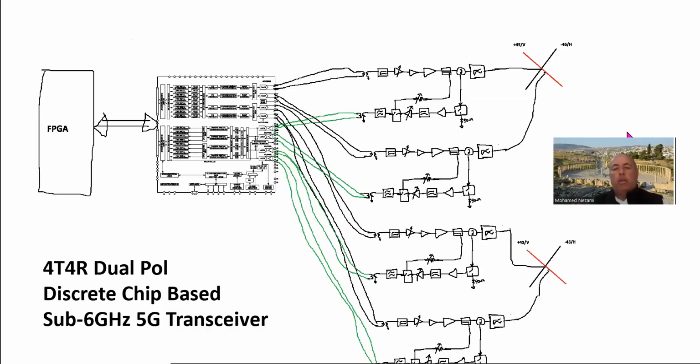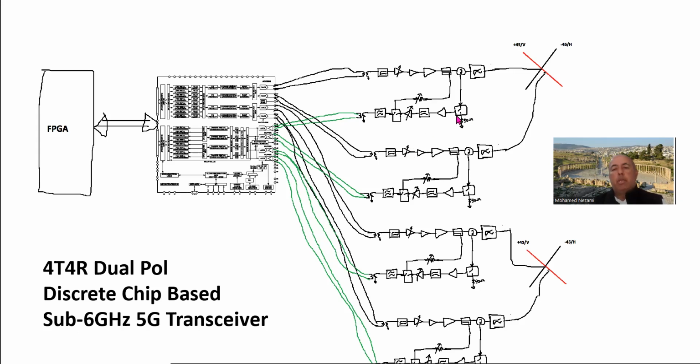So last time we developed one concept with four transmit, four receive, four T, four R, dual polarized, discrete chip based sub 6 gigahertz 5G transceiver, where we used an off the shelf digital signal processing and DACs and ADCs, four of those. And then we developed, basically from the DAC to the antenna and from the antenna to the ADC, a section of an antenna front end module, where we also fed back the RF output from the PA through a switch so that we can do linearization, and calibrations for the transmit path and so on, okay?